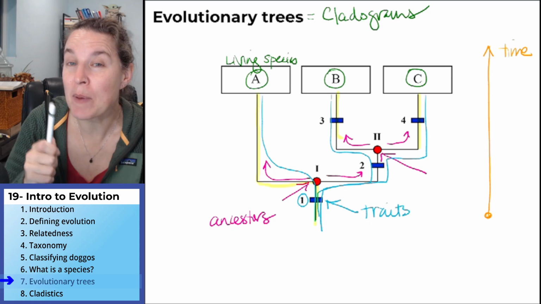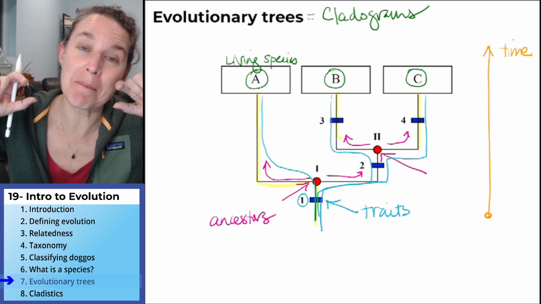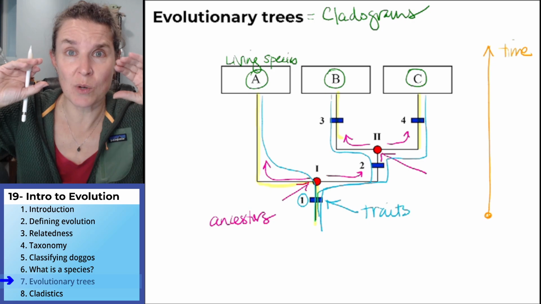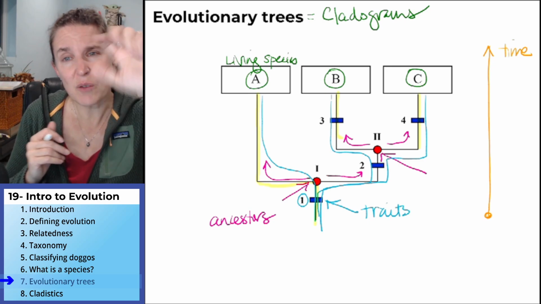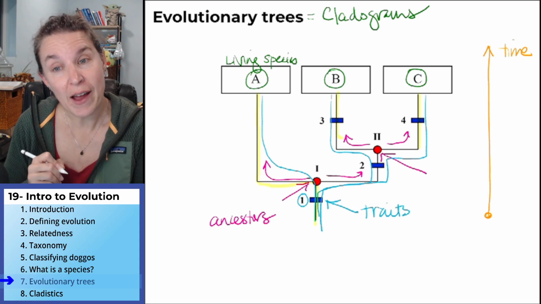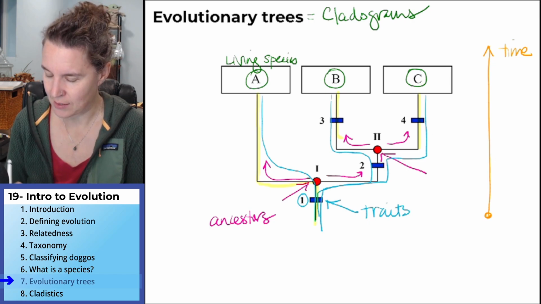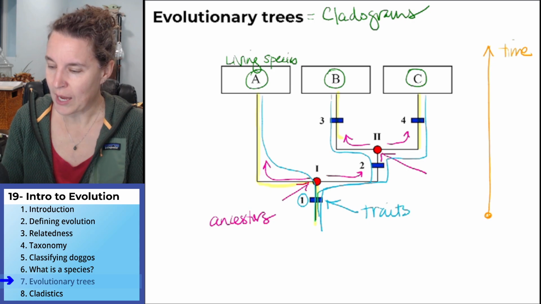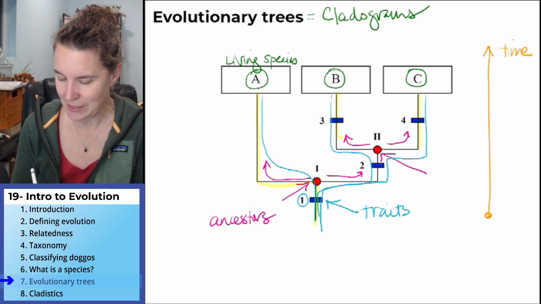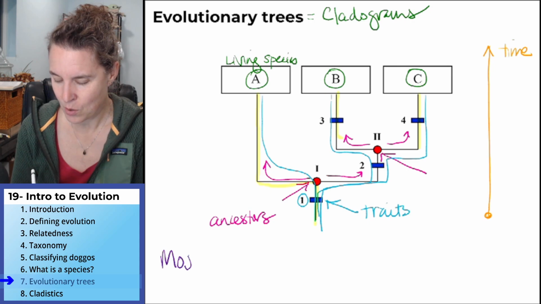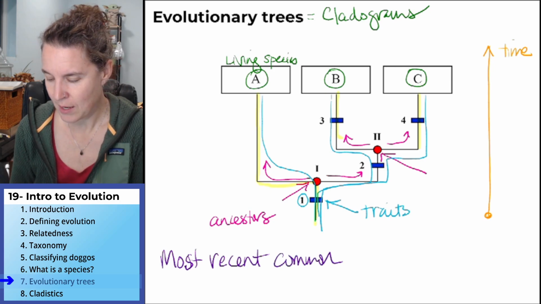The cool thing about trees is you're given the tree. You don't have to memorize relationships. You don't have to memorize critters and their traits and their ancestors. You can be given a tree and you can figure it all out. The last thing I want to tell you in this tree is that you can look at the critters and you can determine their most recent common ancestor. I'm going to write that down. Most recent common ancestor.